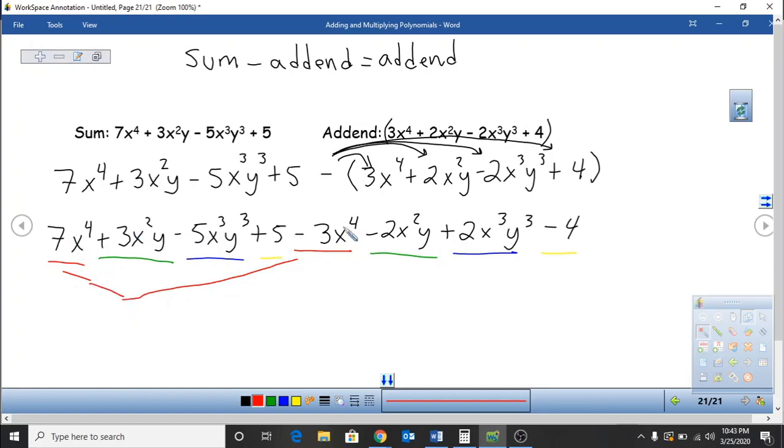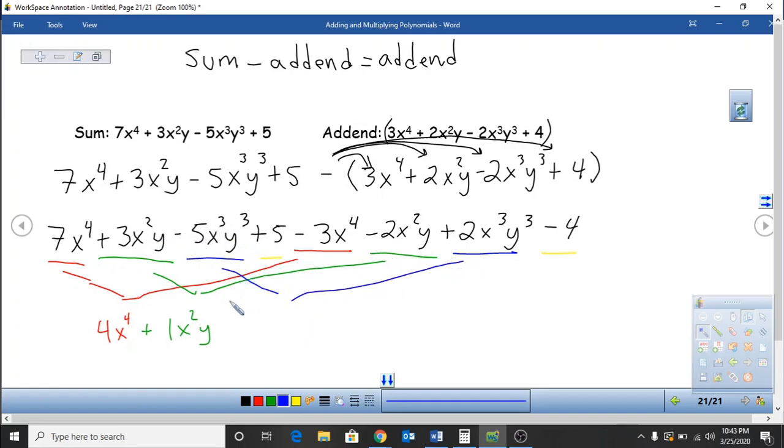So I'm going to take these two and combine them over here. So I have 7x to the 4 minus 3x to the 4. Well, 7 minus 3 is just 4, and then the exponent's going to remain the same, x to the power of 4. Next, I have 3x squared y, and then this is minus 2x squared y. So if I have 3 and I subtract 2, well, that's just going to leave me with 1x squared y, right? And again, we don't have to write the 1, but I'll write it down.